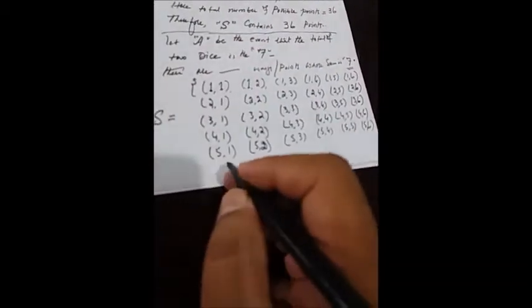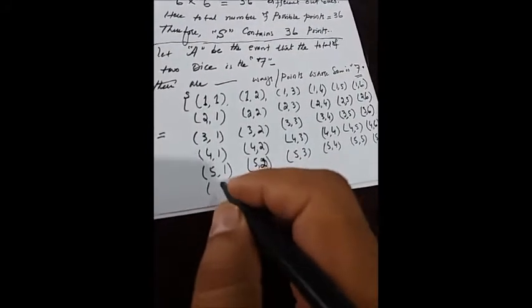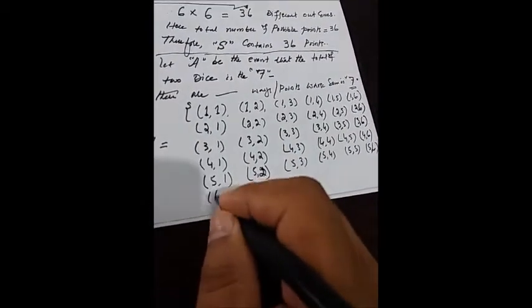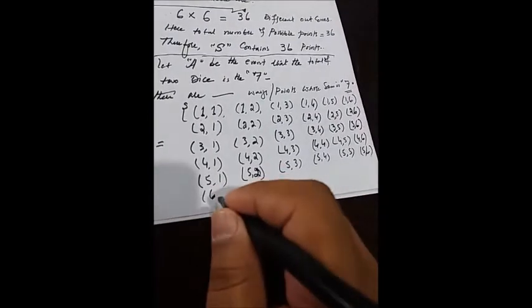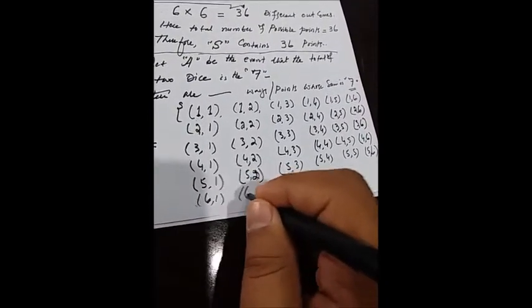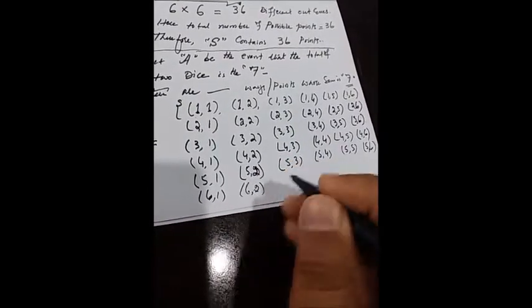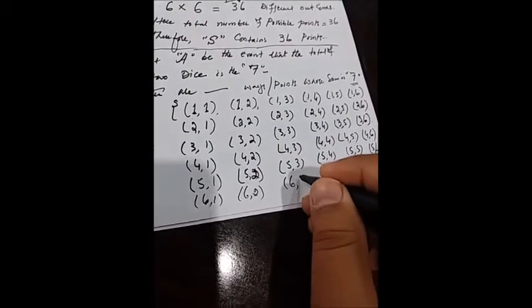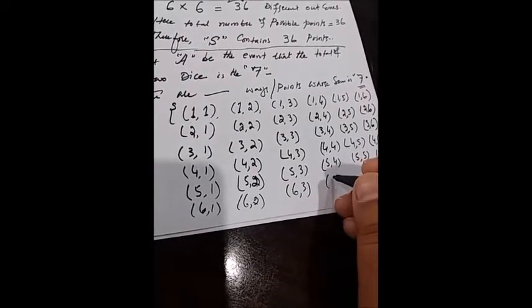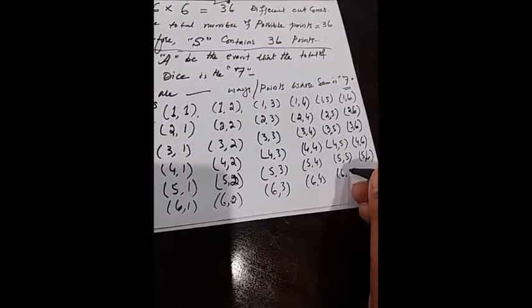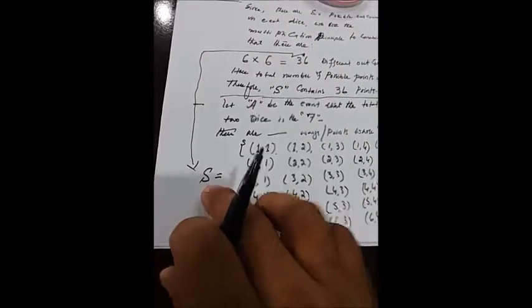Okay, we have other ways. It is possible that one die rolls 6 and the second die rolls 1. One die rolls 6, the second die 2. One die rolls 6 and the second die 3. One die rolls 6 and the second die rolls 4. One die rolls 6 and the second die rolls 5. One die rolls 6 and the second die rolls 6. So now we have prepared the ways for the sample space, which are 36 as per the multiplication rule.